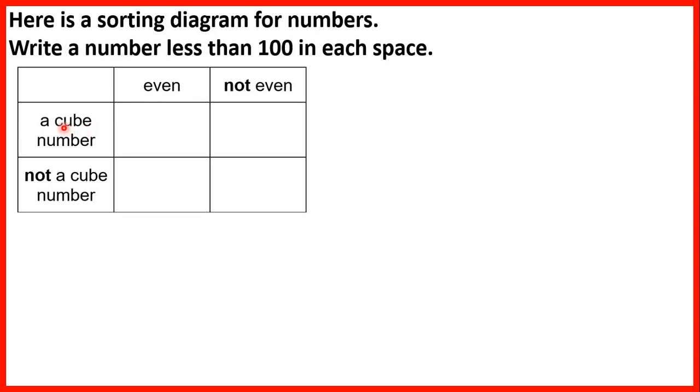So let's find a different cube number. If we work out 2 times 2 times 2, that's 8, and 8 is an even number, so we can write 8 in this box here. We could have also worked out that 4 times 4 times 4 is 64, and that's an even number as well. So there are different possible answers for this question.